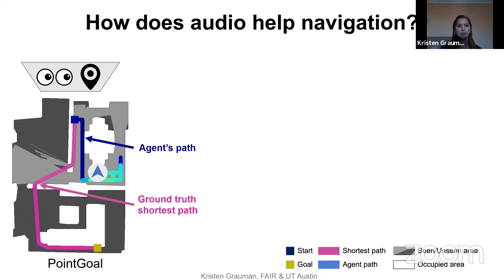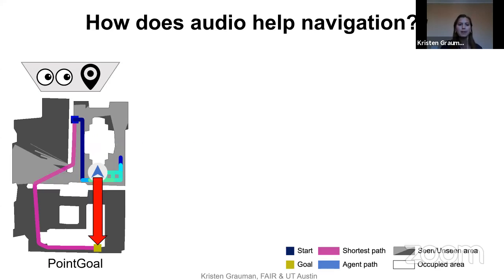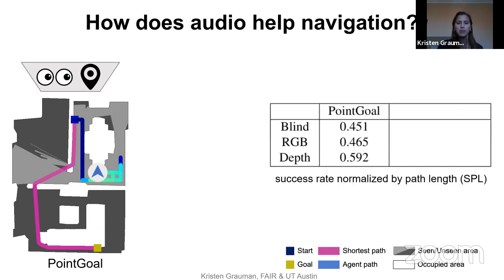Why does it do that? Well, it's because there's a very strong pointer from the beginning saying that the goal is at this displacement, so it's trying pretty hard to get down there and runs out of time before discovering the exit to the room. Now, this will lead to success rates like you see here in the table for the point goal agent.